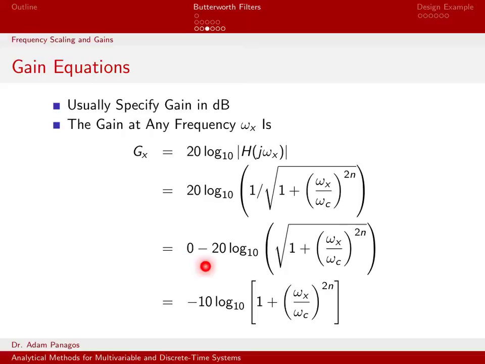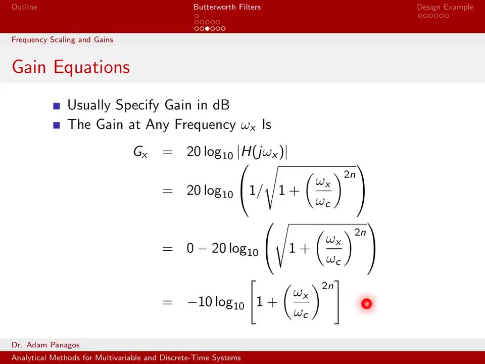So 0 minus 20 log 10 of the denominator. And then this quantity is really a square root quantity, which you can think of as this raised to the 1/2. So using the property of logarithms, I can bring the 1/2 out front, and that turns into minus 10 log 10 of 1 plus omega x over omega c raised to the 2n. So this equation right here, gx equals minus 10 log 10 of 1 plus omega x over omega c raised to the 2n, is a very useful equation.